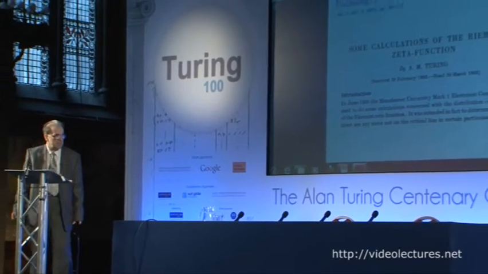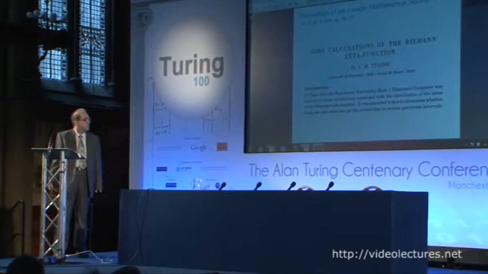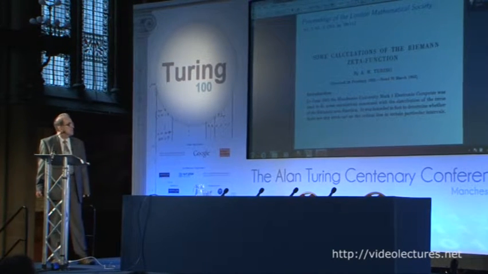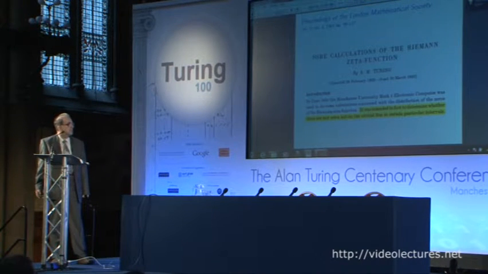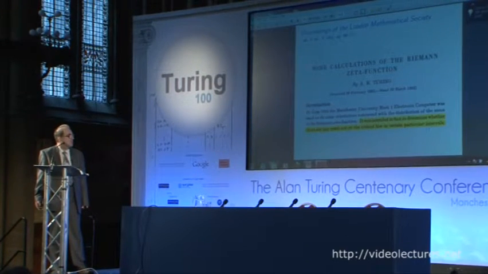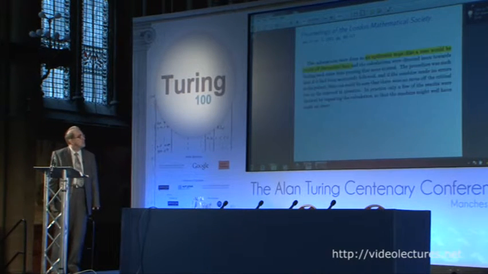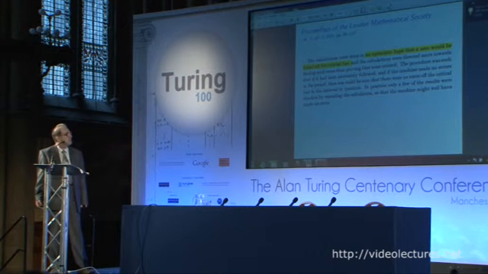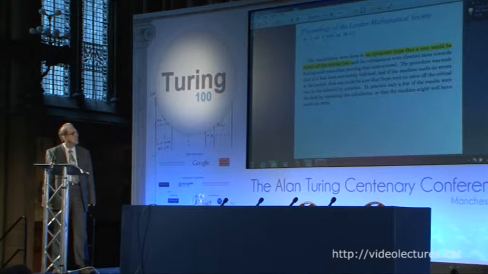The paper is organized as a report about a particular calculation which was performed here in Manchester. In June 1950, the Manchester University Mark 1 electronic computer was used to do some calculations concerned with the distribution of the zeros of the Riemann zeta function. It was intended, in fact, to determine whether there are any zeros not on the critical line in such particular intervals. It's interesting to note that the calculations were done in an optimistic hope that a zero would be found off the critical line. And the calculations were directed more towards finding such zeros than proving that none existed.